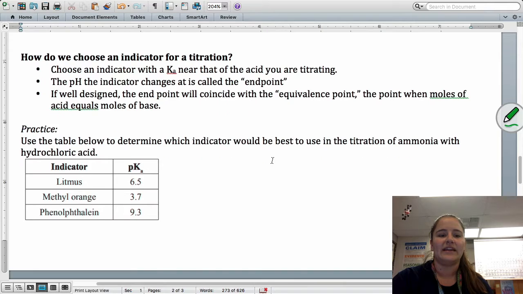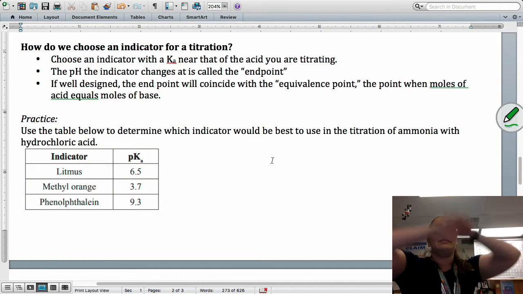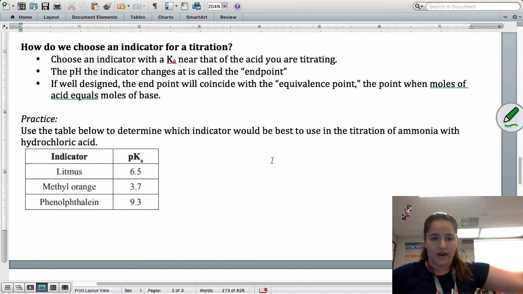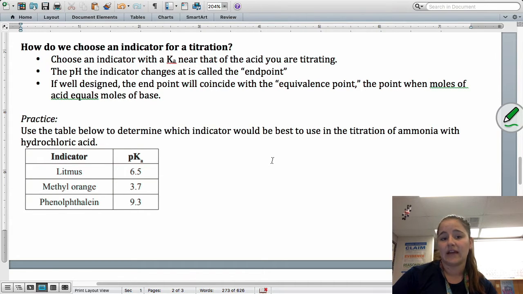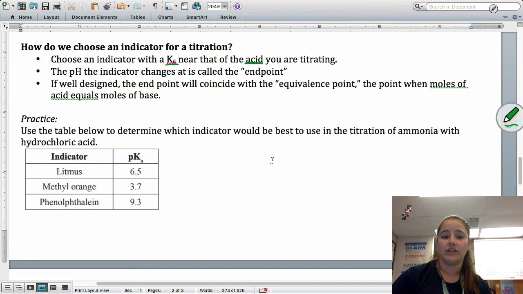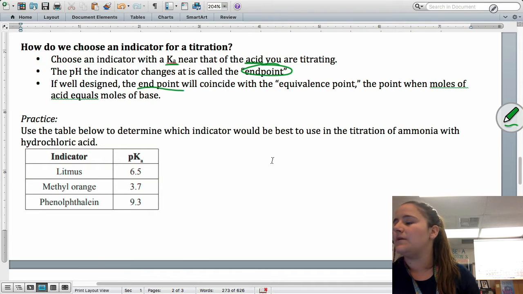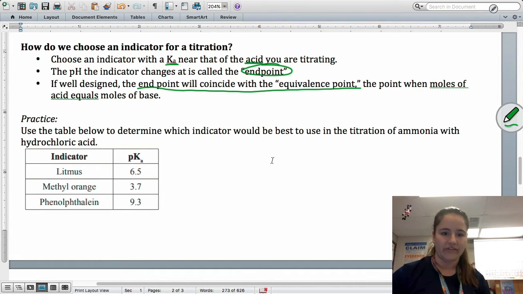Now let's talk about indicators. So far in this class, we've used universal indicator, we've used phenolphthalein, but there's a lot of different indicators out there. We are always going to want to choose an indicator with a Ka near that of the acid that we're changing, because that's when it'll change color. The pH that the indicator changes at is called the endpoint.